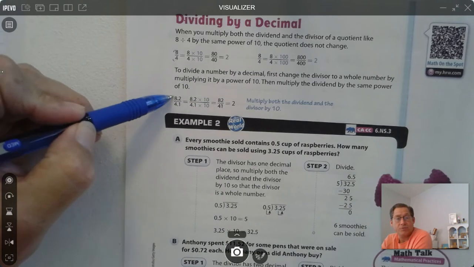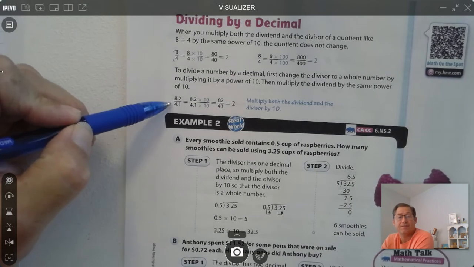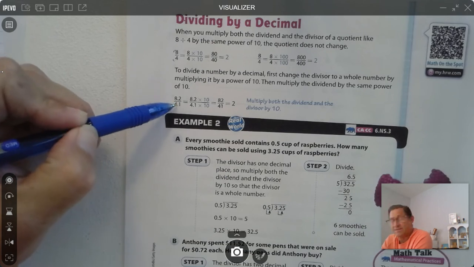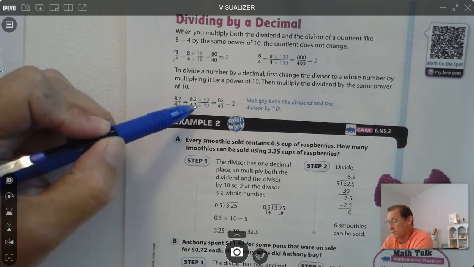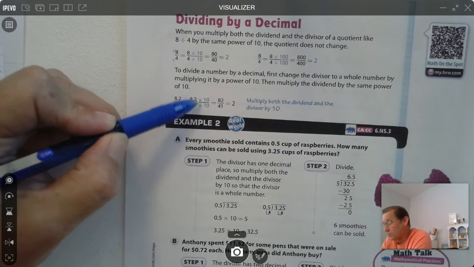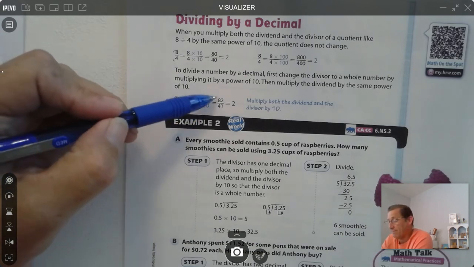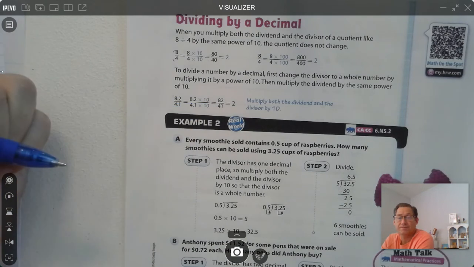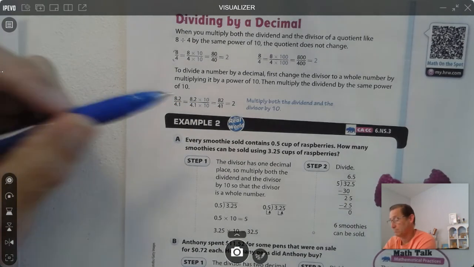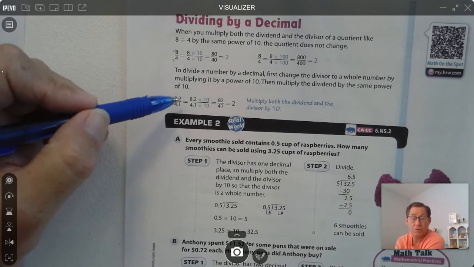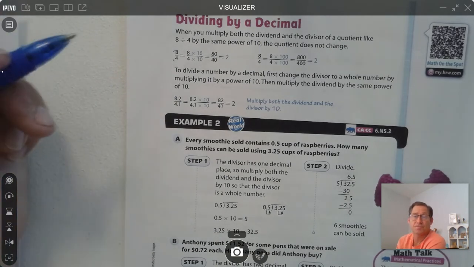So look at this example. 8 and 2/10 divided by 4 and 1/10. Well, we want to make the 4 and 1/10 into a whole number. So let's multiply it by 10. But I also have to multiply the dividend by that same power. Now we have 82 divided by 41. That's 2. So 8 and 2/10 divided by 4 and 1/10 is just 2.